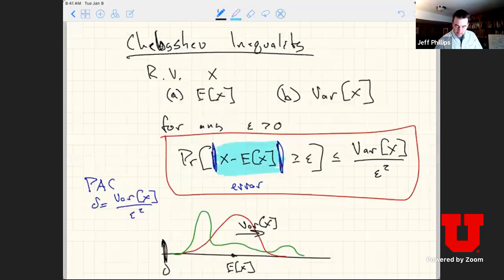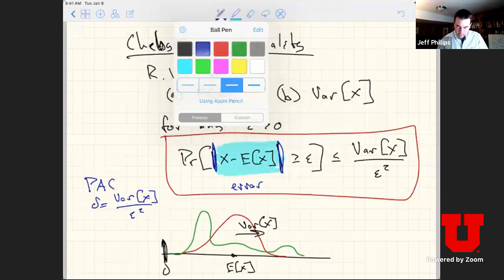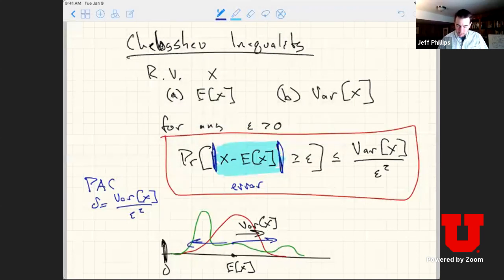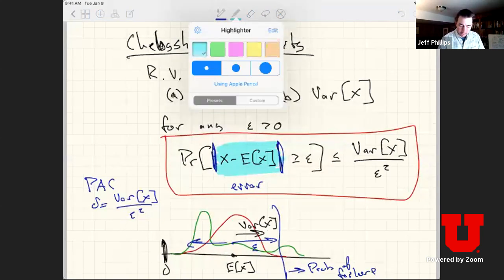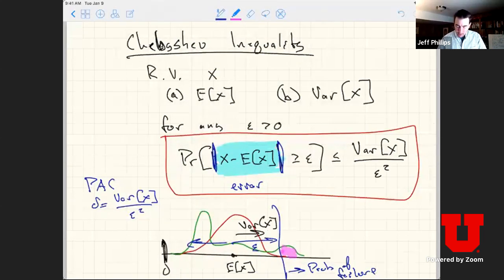And then what I want to do is pick some error tolerance, epsilon, right? I want to say the probability of failure is outside of this error bound, right? That my error is bigger than this allowable epsilon. That's going to be the probability, the area under this curve here that's outside of this blue safe region.